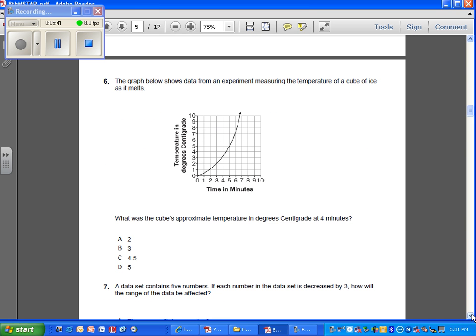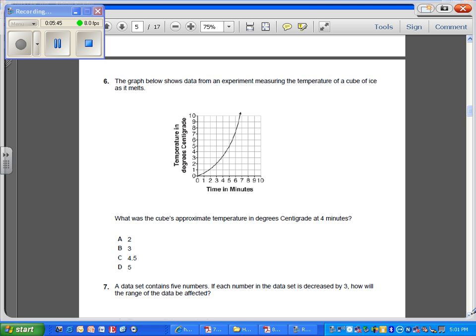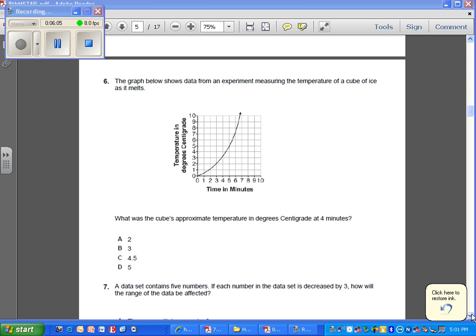All right, number 6. This is just interpreting a graph. So what was the cube's approximate temperature in degrees centigrade at 4 minutes? So we look at the minutes here, we look at the 4, we go up, and it's approximately right there. So 3 is the closest. So that's your answer for number 6. All right, number 7.